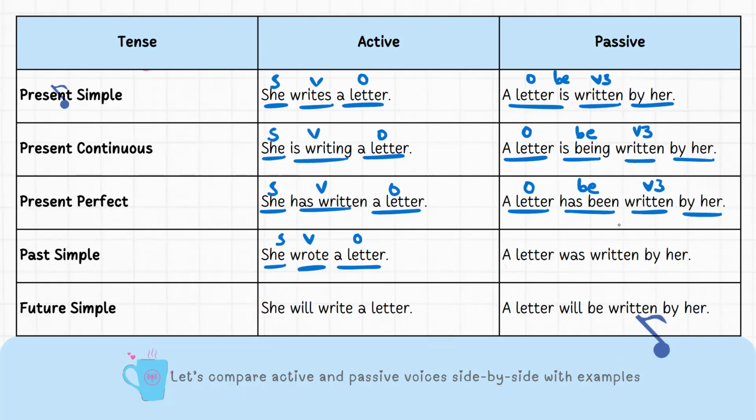A letter was written by her. If you notice it very clearly, I have just changed the to be form because it is showing my tense. Again, will be written in the future form. Will is denoting the future and be is very important because I need a be form in the passive voice structure. I hope it is very clear for you.